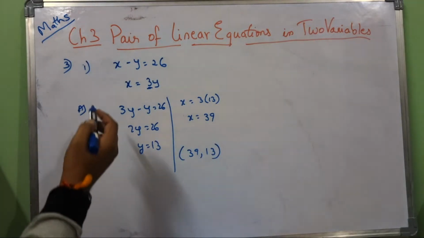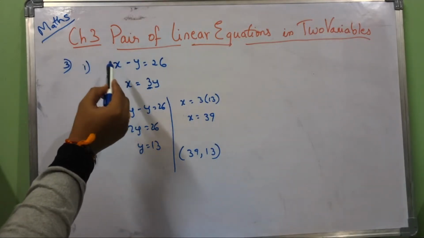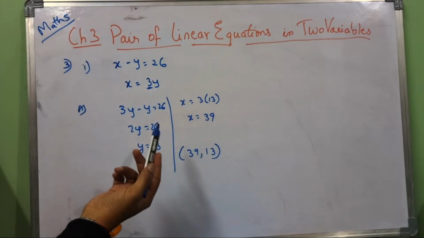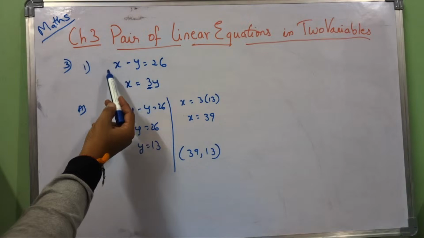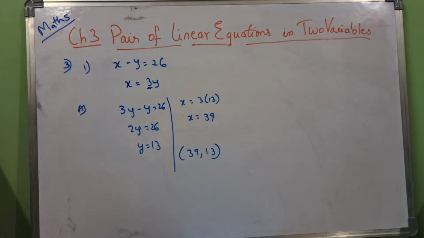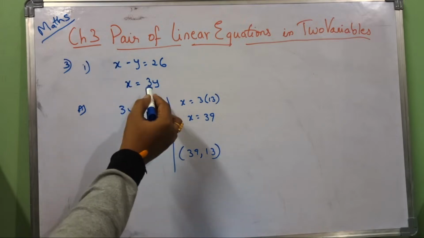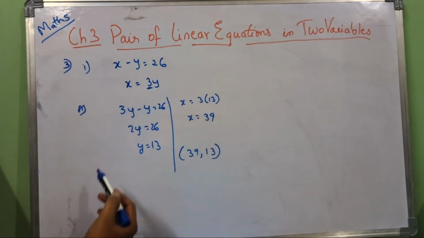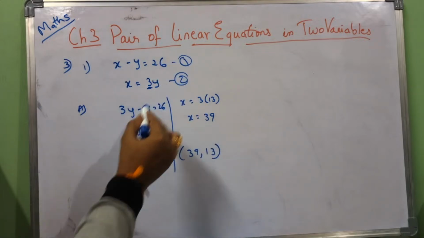Let me tell you once again how I solve this. It is mentioned the difference between two numbers is 26. So I am considering the two numbers as x and y. So the difference x minus y equal to 26. They also said that one number is 3 times the other. So that is x is equal to 3 times, that is 3 multiple of the other. So these two are the equations. Now using these two, I have to solve using substitution method.